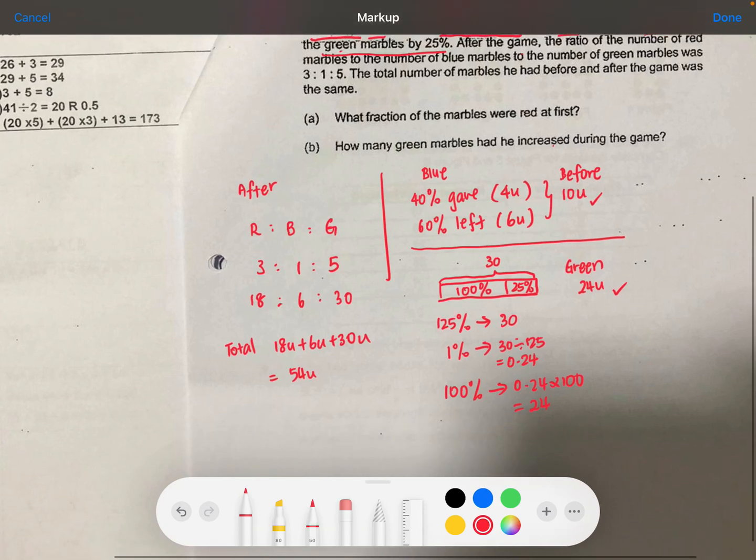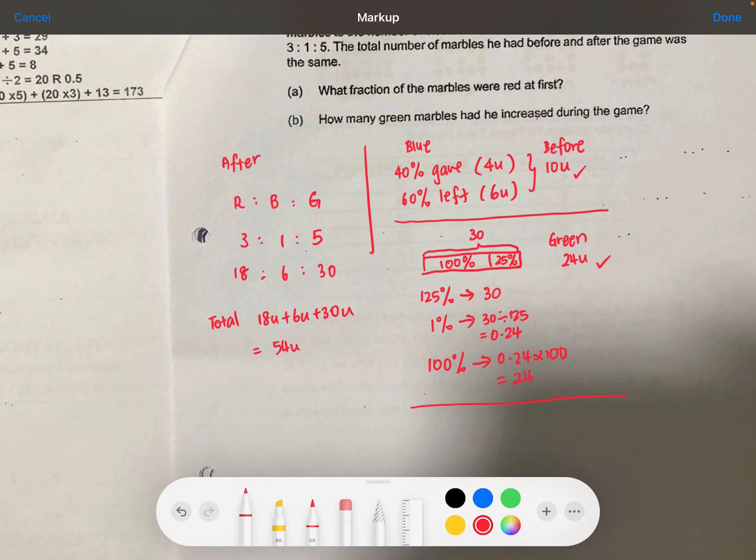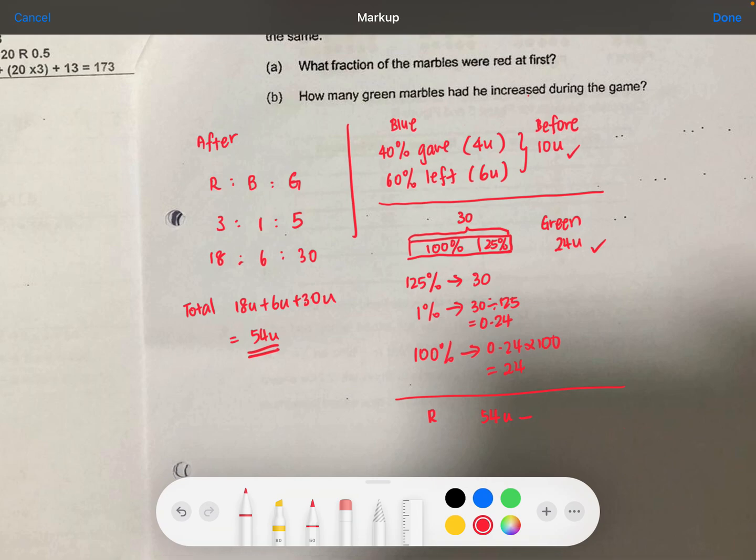So the last thing I can find will be the red. Now how do I know the red units? I have a total of 54 units because before and after, the total number of marbles are the same. So if I have 54 units after, I should also have 54 units before. So 54 units, I minus the blue, which is 10 units, I minus away the green, which is 24 units. I would be left with 20 units. It means that at the beginning, red had 20 units, and after that, the red has 18 units.